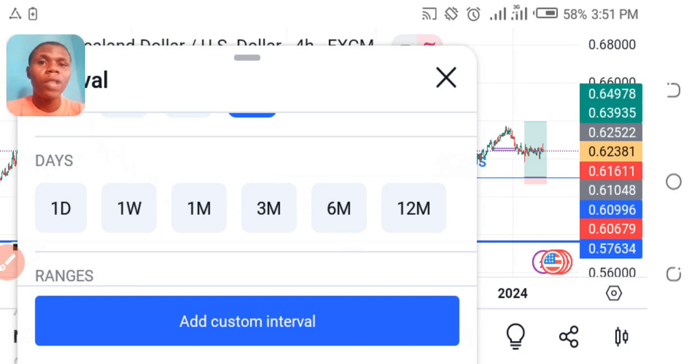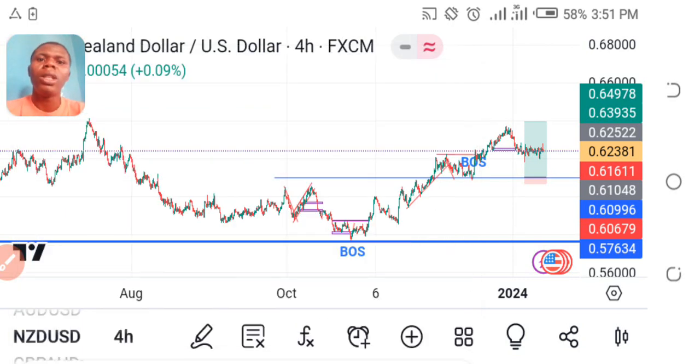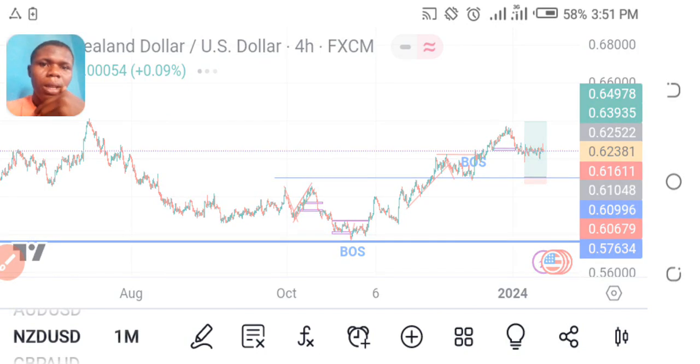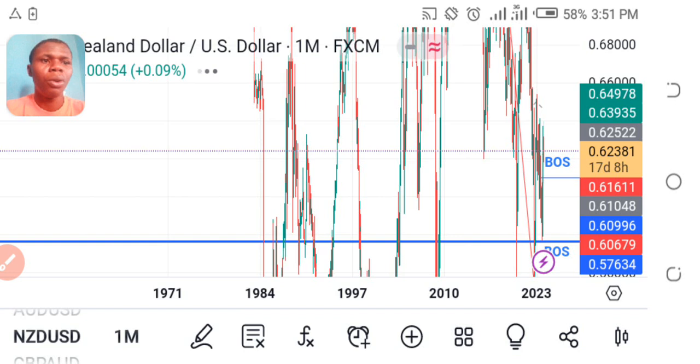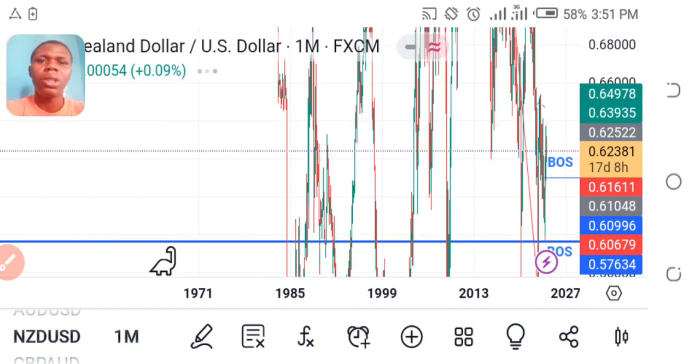So we analyze from the monthly. Let's go down to the monthly time frame. I like using TradingView because TradingView gives you a proper view, unlike MT5 or MT4. I prefer using those to execute trades rather than just using them to analyze trades.